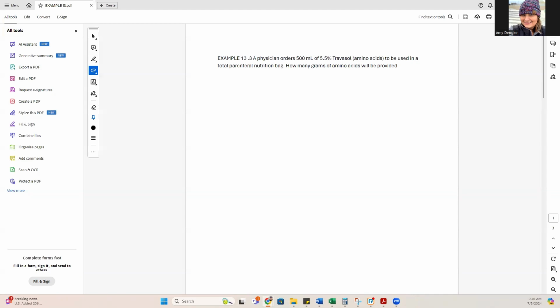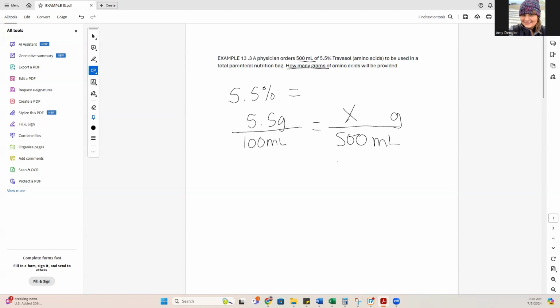Example 13.3: a physician orders 500 ml of 5.5% Travasol amino acids to be used in a total parenteral nutrition bag. How many grams of amino acid will be provided? So of course we take our 5.5% and rewrite that as 5.5 grams over 100 ml. The question is asking us how many grams, so that's going to be our x. We need milliliters down here, and that is where we plug in our 500 ml. So then we do 100x is equal to 5.5 times 500. Get out our calculator.